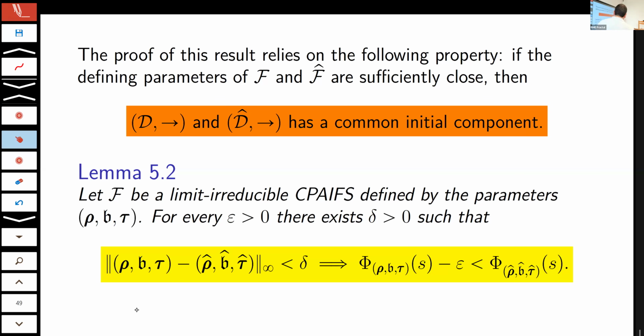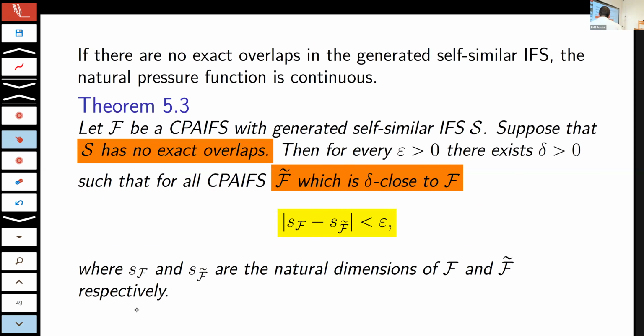To guarantee that we have continuity, we need a little more. We have to assume that there are no exact overlaps, actually. And that's the only separation we need to assume. Because if you have exact overlaps, you might have some functions with a common fixed point.